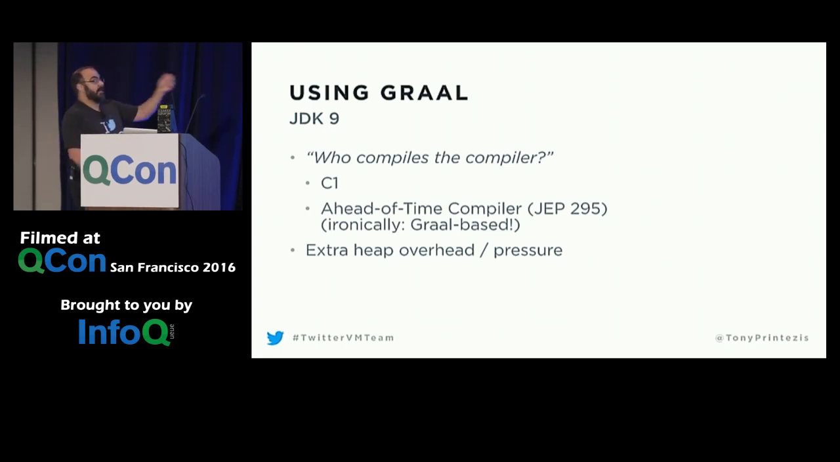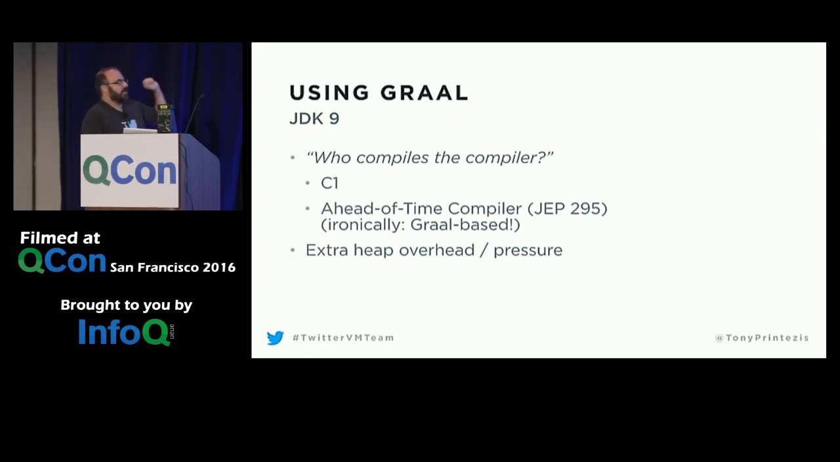However, there is another JEP that was recently announced, the ahead-of-time compiler, that will be able to compile the JIT compiler ahead of time, so you don't have to compile it when the VM starts up. Right? And interestingly enough, the ahead-of-time compiler is also Graal-based, so in this case, Graal will be compiling itself, which is pretty cool.